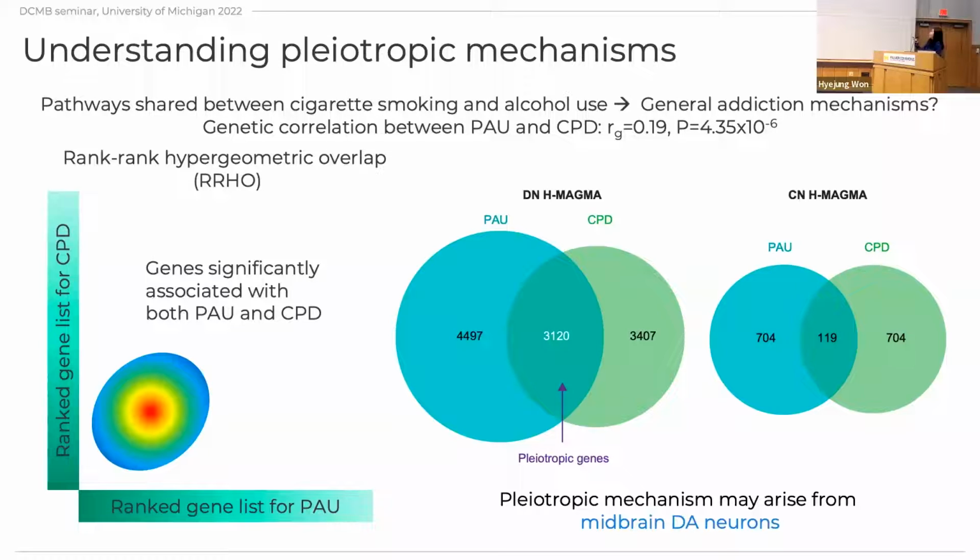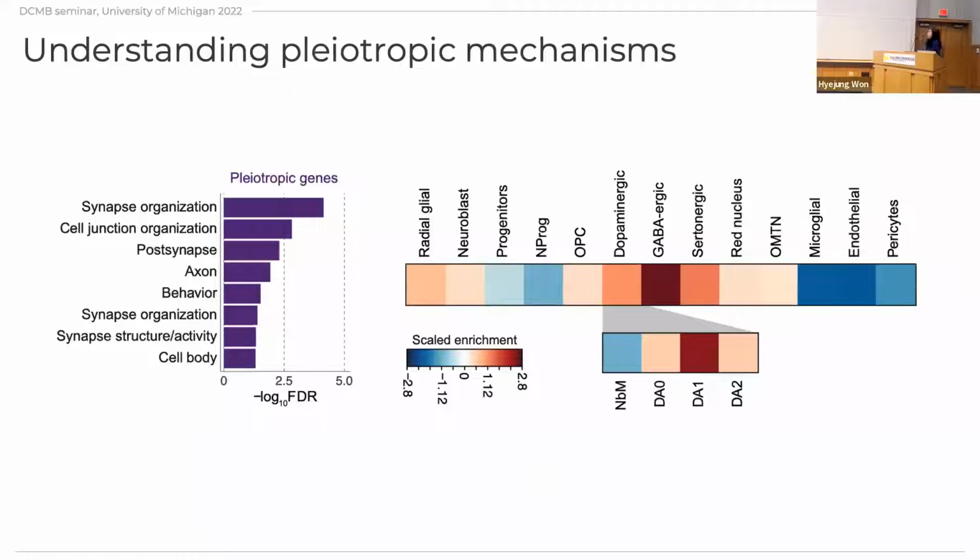We named these gene sets that have been shared between problematic alcohol use and cigarettes per day as pleiotropic genes, and we wanted to know what those genes were doing. So first, we wanted to see what kind of biological pathways were involved with pleiotropic genes, and we found that they were largely neuronal or synaptic, which is not surprising at all because we found these gene lists based on the neuronal Hi-C data sets.